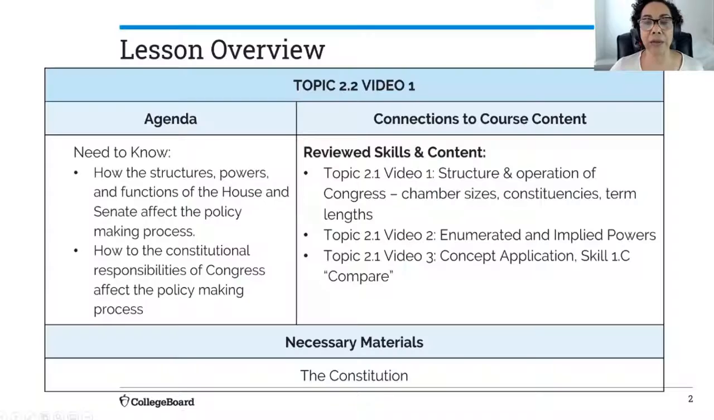So last time, in topic 2.1, we talked about some of that structure and looked at specifics in terms of the sizes of the chambers, what the constituents were for the House and the Senate and how they were different, and then also those term lengths. And some of that will come up again in this video.